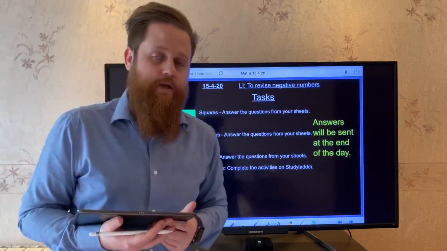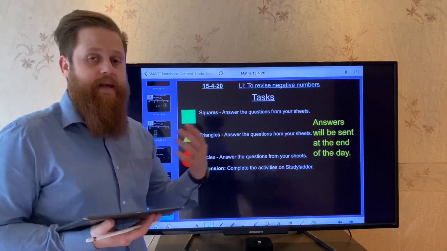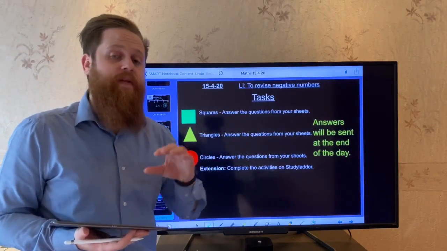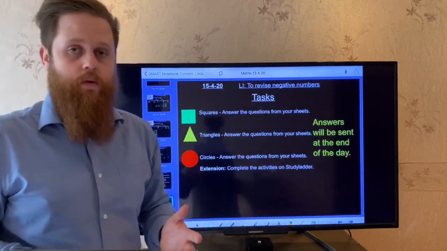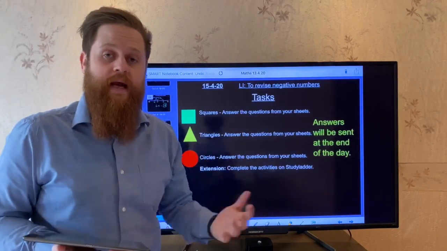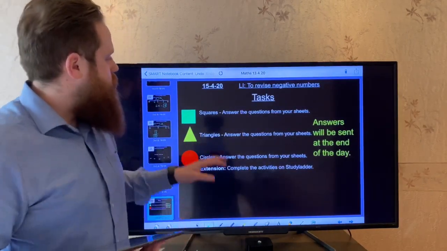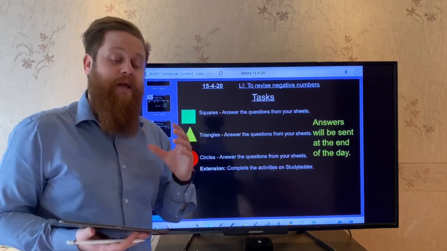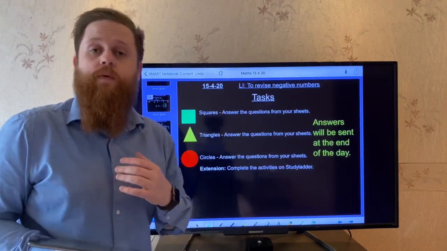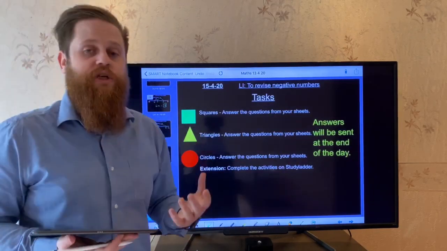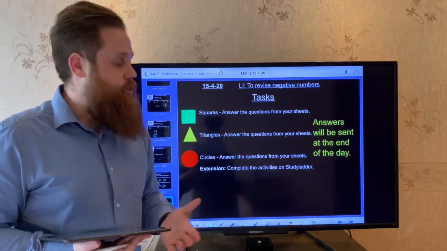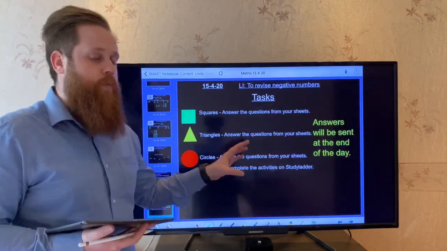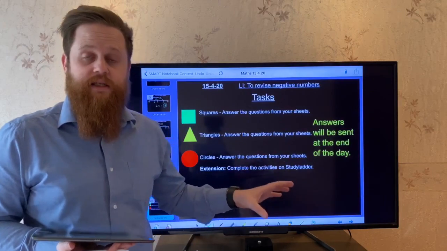And that's what you're going to be looking at doing today. We're going to be doing adding and subtracting, okay? You may find that you go into negative numbers, okay? And that's absolutely not a problem. You can use a number line to help you should you wish. So squares, triangles and circles, I would like to answer the questions from your sheets. Remember, of course, you can try a different group's challenge if you want to. The choice is yours. Extension, there are more Study Ladder challenges online.